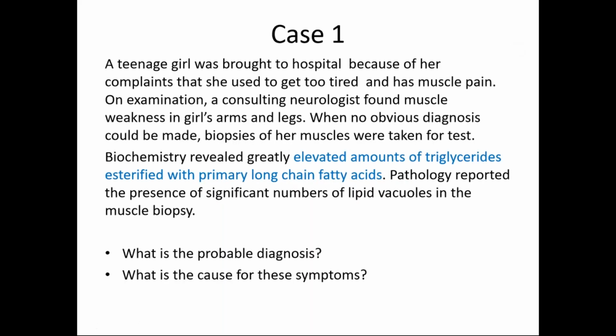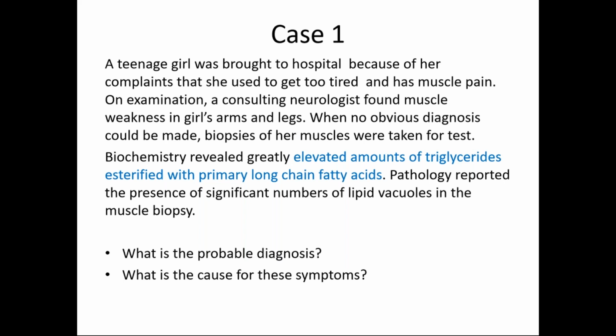So this is the first case. Please read case 1. Here it is written that a teenage girl was brought to hospital with the complaint of tiredness and muscle pain. On examination, the neurologist found muscle weakness in the girl's arms and legs.